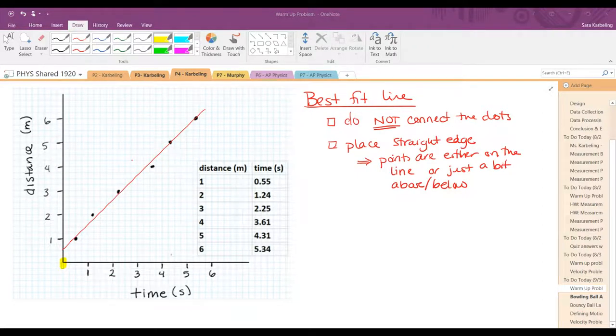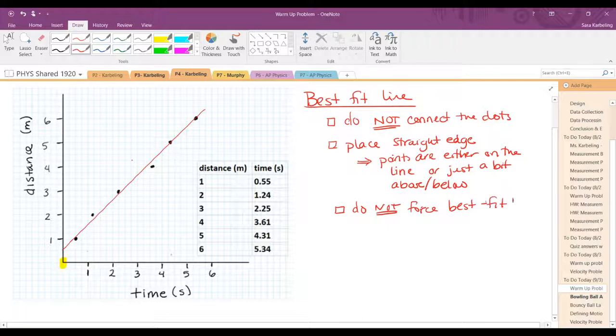And it's important, as we've been kind of saying, but I want to make sure we've got it written down, okay? That you do not force the best fit line to go through the origin. In fact, forcing it does not acknowledge that there might be error, okay?